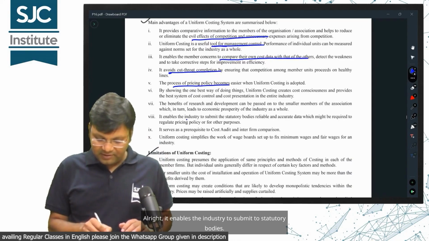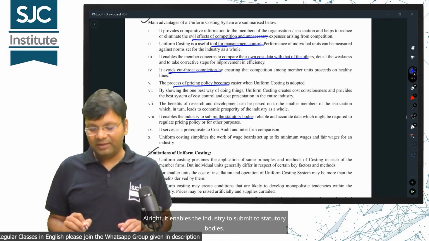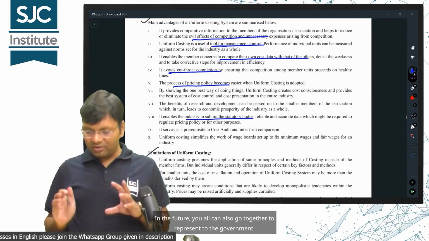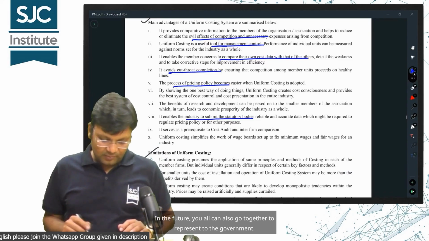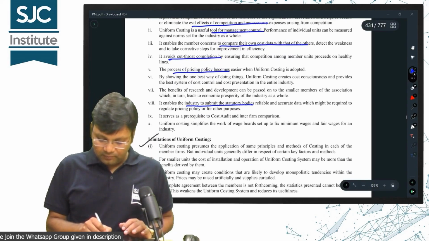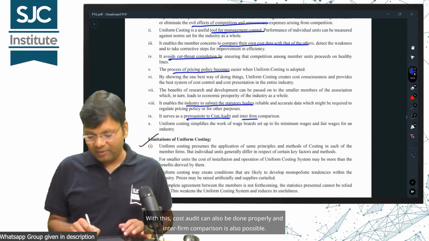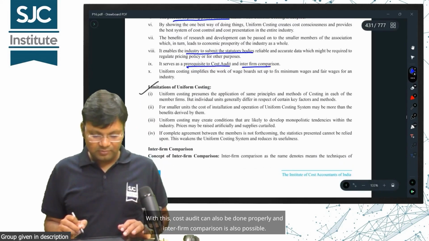Alright, it enables the industry to submit to statutory bodies. In the future, you all can also go together to represent to the government. With this, cost audit can also be done properly and interfirm comparison is also possible.